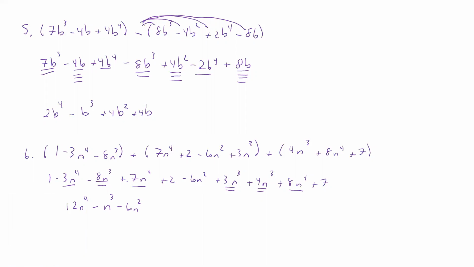What about n's? I don't see any n's. And then all that's left is our single digits. 1 plus 2 is 3, plus 7 is 10, so plus 10. And that should then give us our final answer. So 12n to the fourth minus n cubed minus 6n squared plus 10.